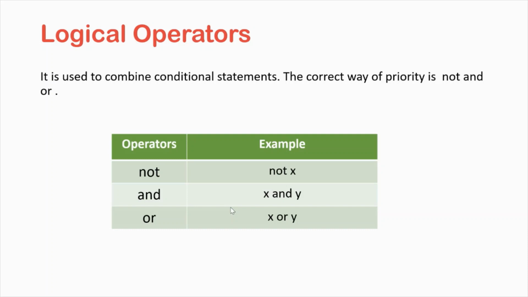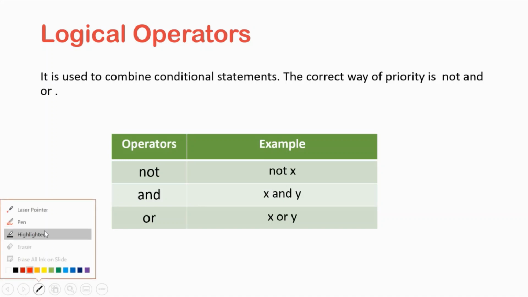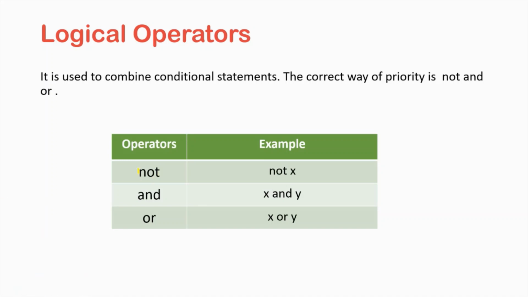So now we will see how we can write this operator. Now I will take my highlighter. For the first operator, there is NOT. It works with only single operands. Suppose x is a variable. If we put the NOT operator in front of x, what will happen?